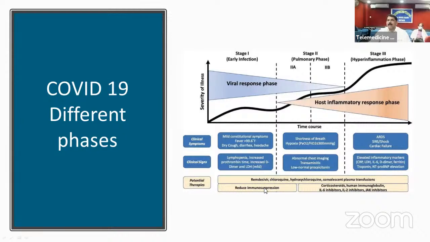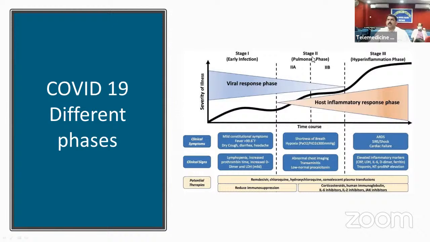So the therapies are in the spectrum: remdesivir, hydroxychloroquine, convalescent plasma, and initially we reduce the immunosuppression, and subsequently we promote the immunosuppression when the host inflammation has taken place. The corticosteroid, the human immunoglobulins, the interleukin 6 inhibitors, interleukin 2 inhibitors, the JAK inhibitors all come in the second phase when the host inflammatory response is predominant.